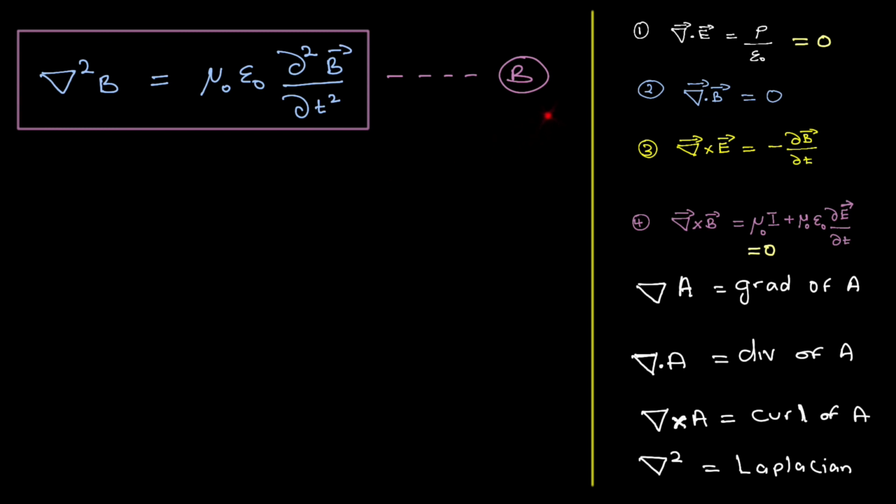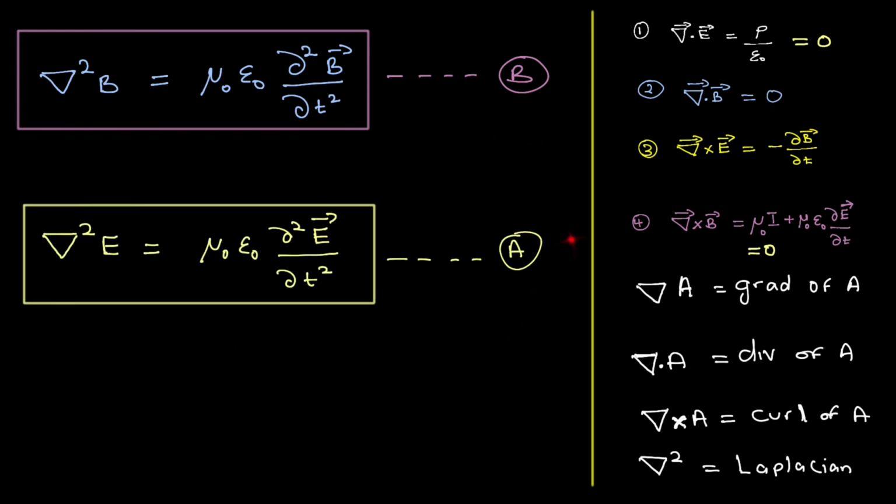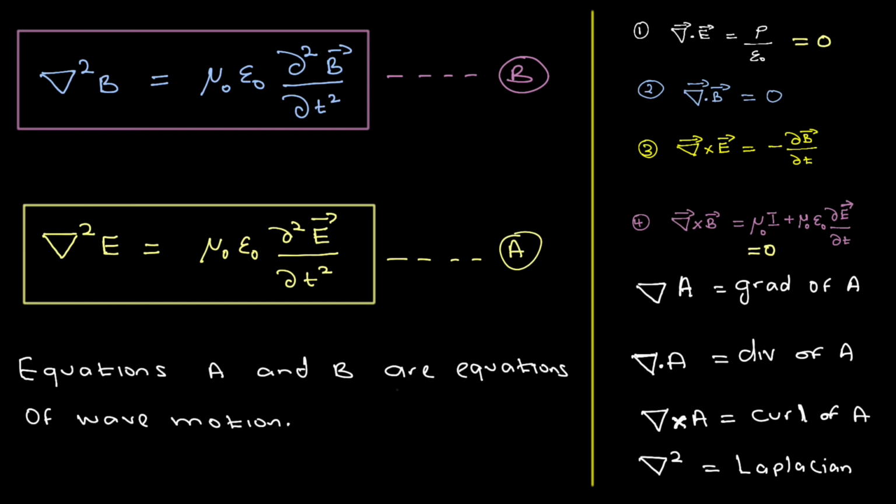So that's our second equation. But remember the first equation, this is the first equation, and that's the second equation. We're going to compare that. Equations A and B are equations of wave motion.